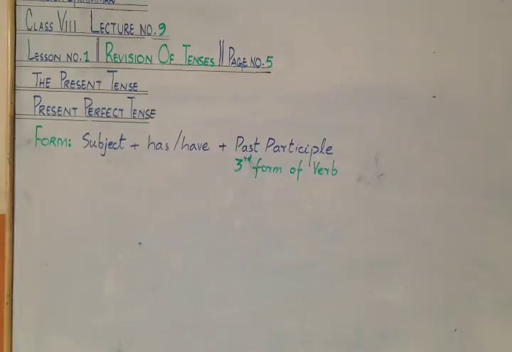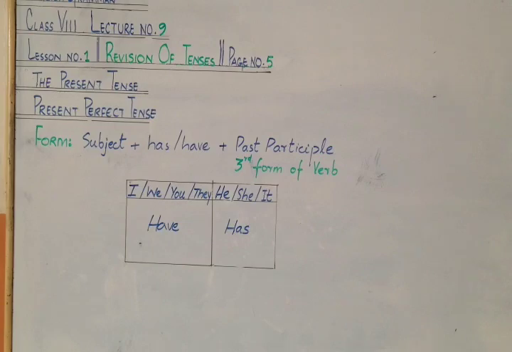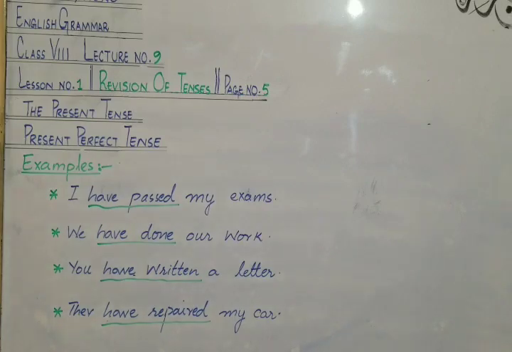And next we have present perfect tense. And we form present perfect tense with a subject plus has, have, plus past participle, means third form of verb. If the subject is I, we, you, they, we would use have. Or if the subject is he, she, it, we would use has. Now let's see some examples. The first example is, I have passed my exams. We have done our homework. You have written a letter. They have repaired my car.